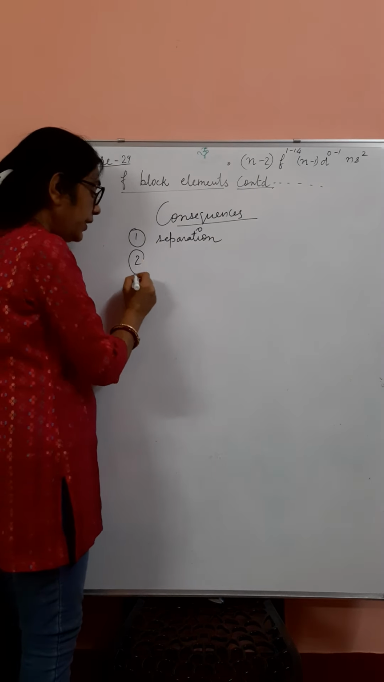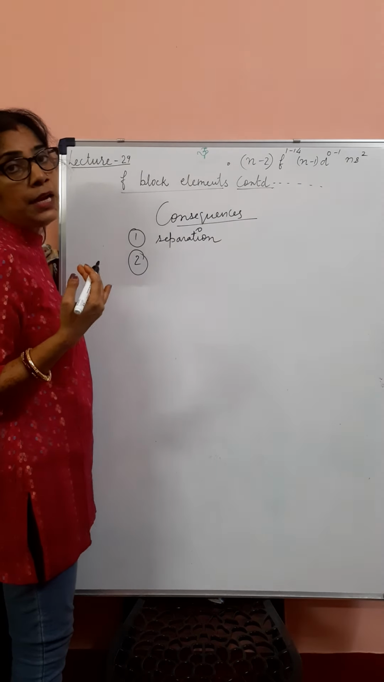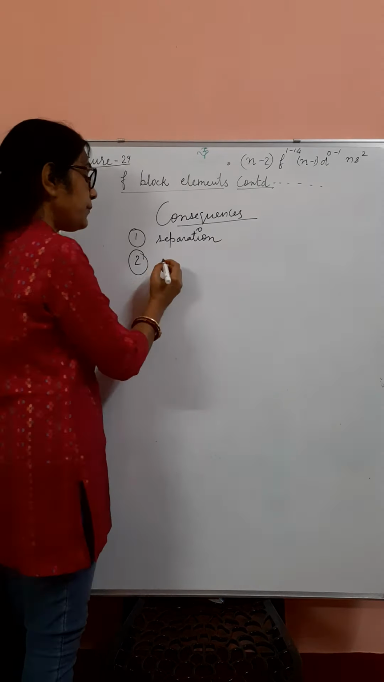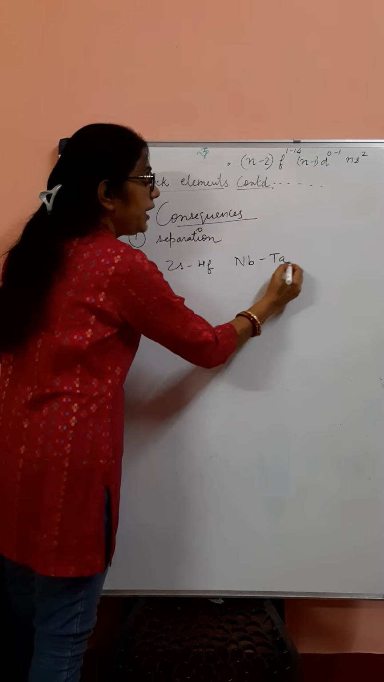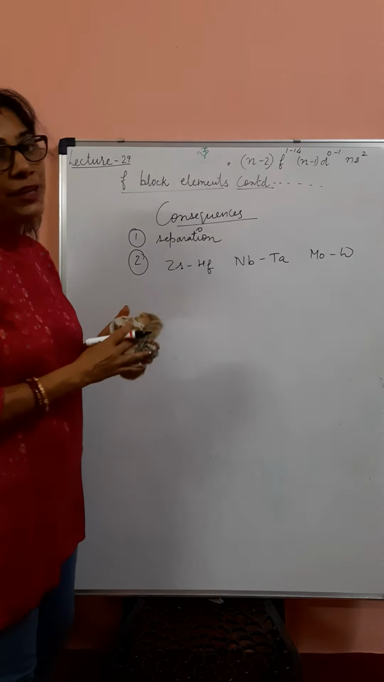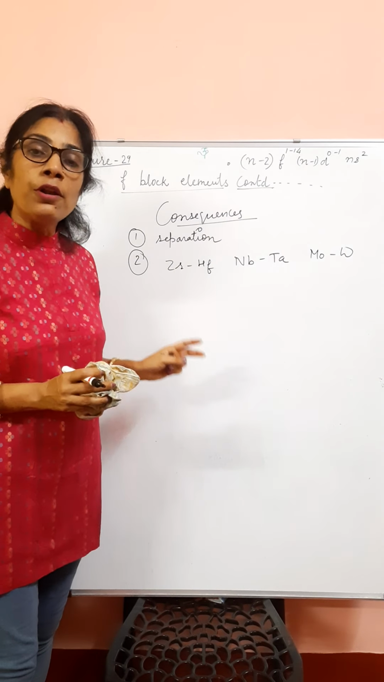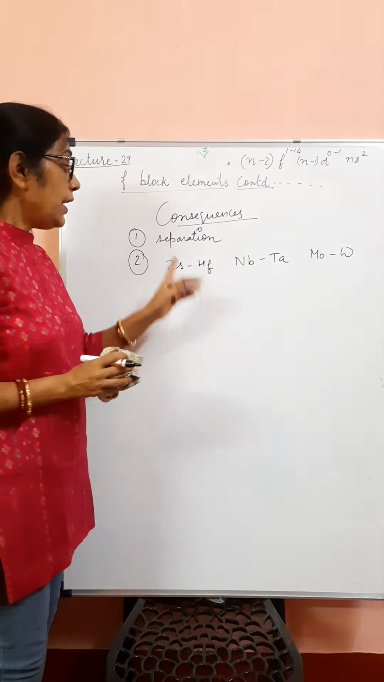Secondly, due to lanthanoid contraction, the elements of the second and third transition series have almost similar atomic size. As for example, zirconium and hafnium, niobium and tantalum, molybdenum and tungsten. We have already discussed it. If you remember, they are from the second and third transition series respectively, but still they have almost similar atomic size. And what is the cause behind it? Lanthanoid contraction.